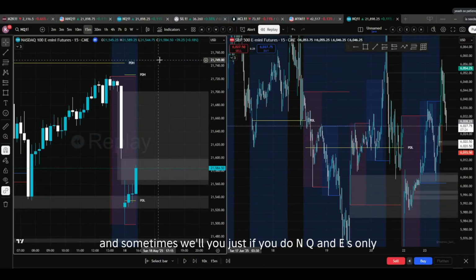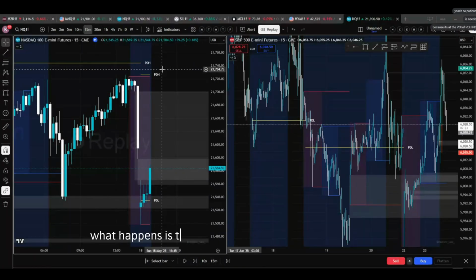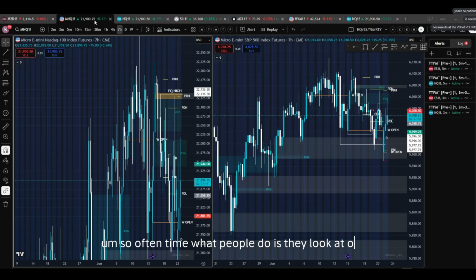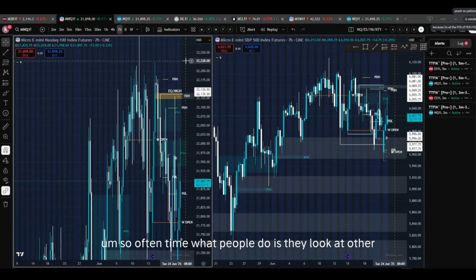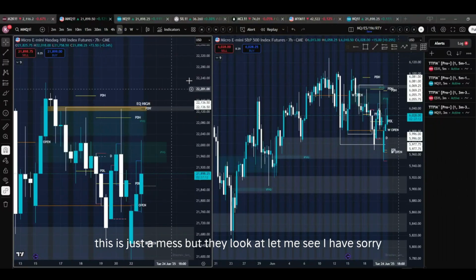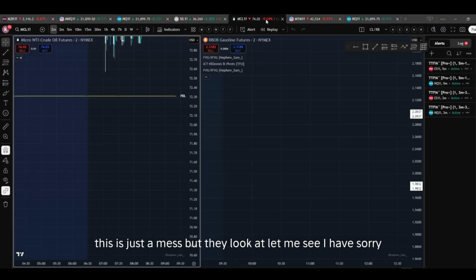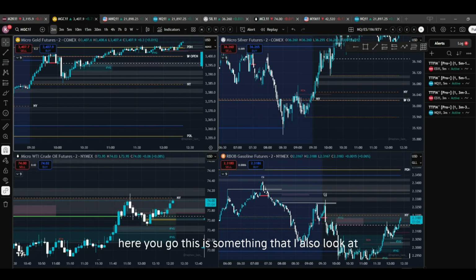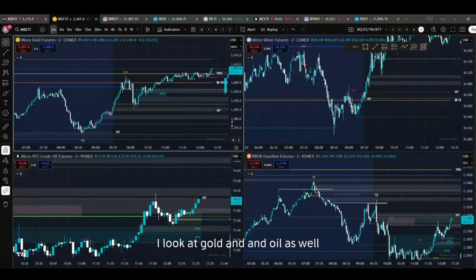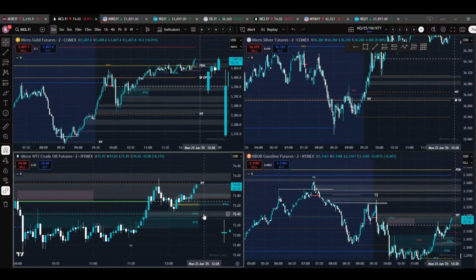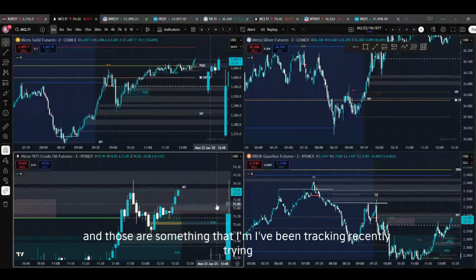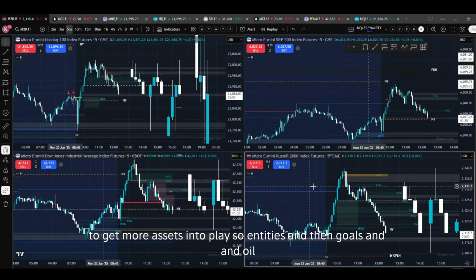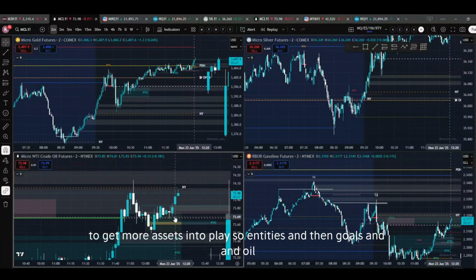And sometimes, if you do NQ and ES only, there will be days when you have no trades because you only have two assets. So oftentimes people look at other assets. This is just a mess, but let me see, here you go. This is something that I also look at. I look at gold and oil as well. Those are something that I've been tracking recently, trying to get more assets into play. So indices and then gold and oil.